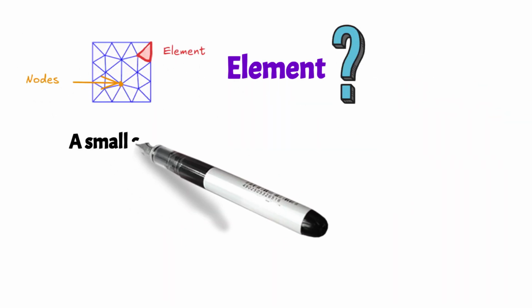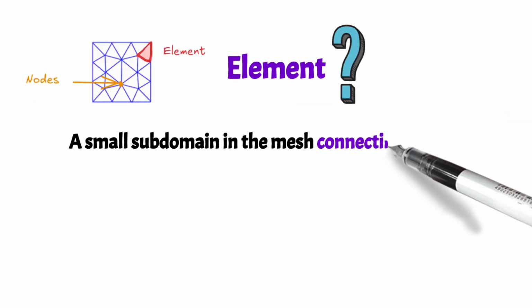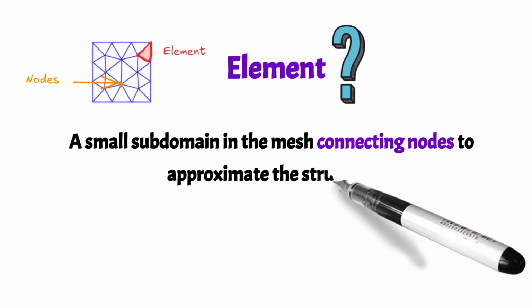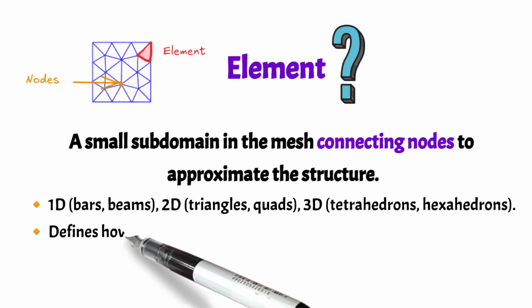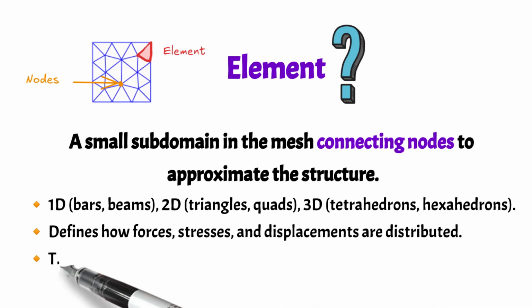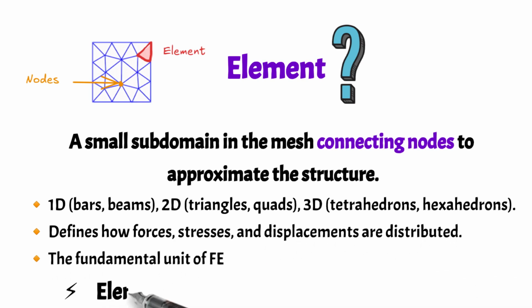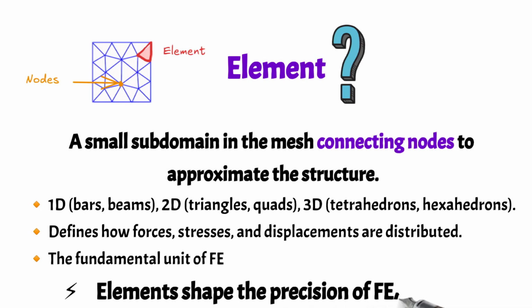An element is a small subdomain in the mesh connecting the nodes to approximate the structures. There are different types of elements. There are 1D, 2D, and 3D, and depending on the domain or the structure of interest, the elements are formed. They shape the precision of the finite element models.